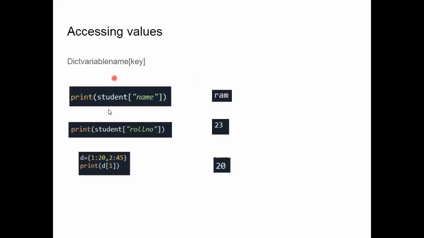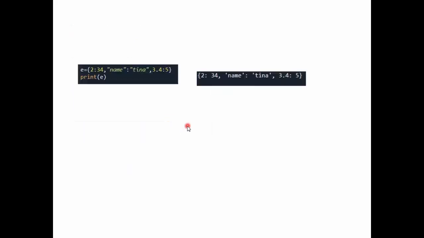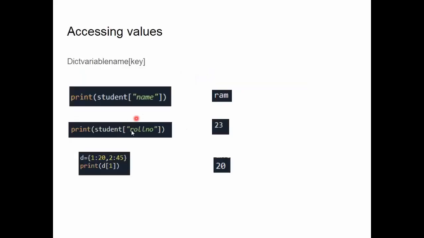If you are going to display a value using your dictionary variable name, within the parentheses we write the key. So I will get the value. Suppose the dictionary name was student and we have roll number. So roll number is the key, and what it is going to do is return the value of that key.